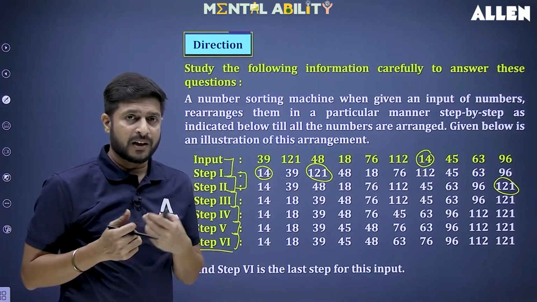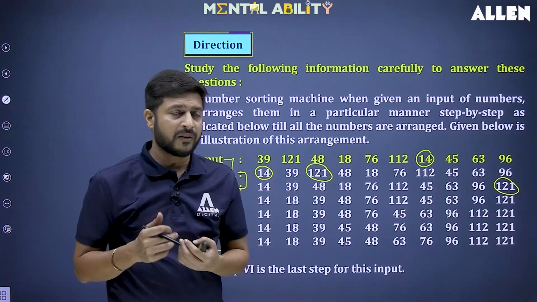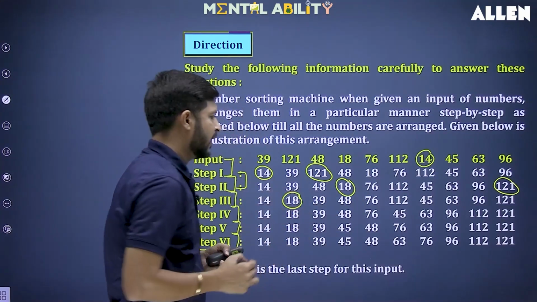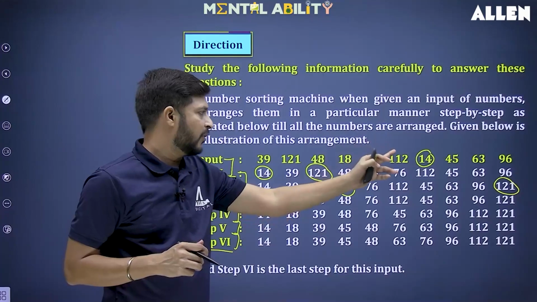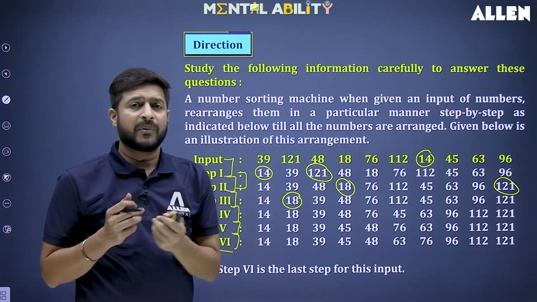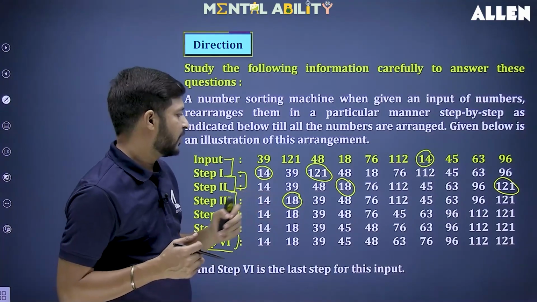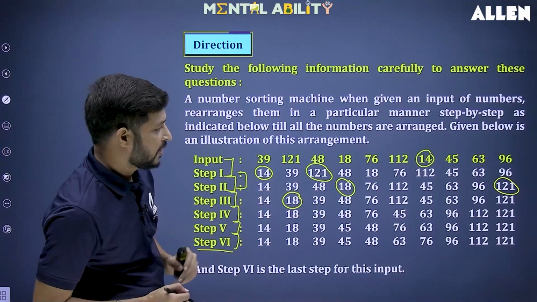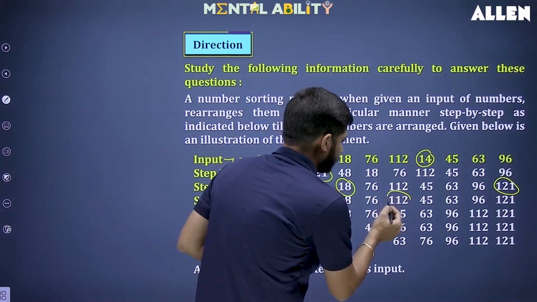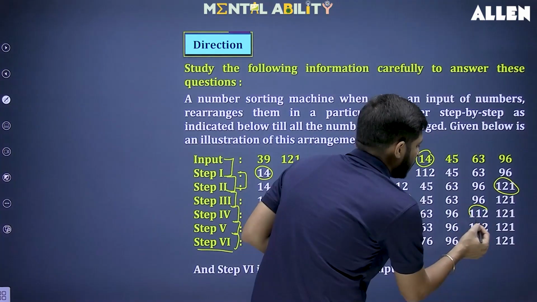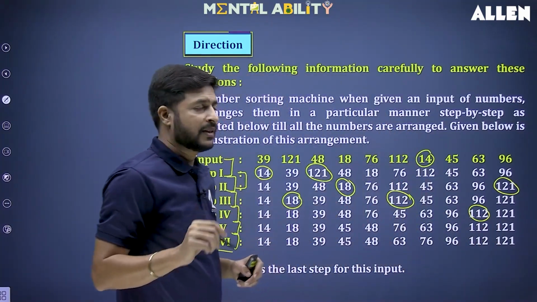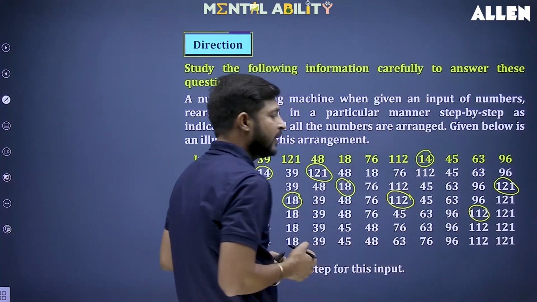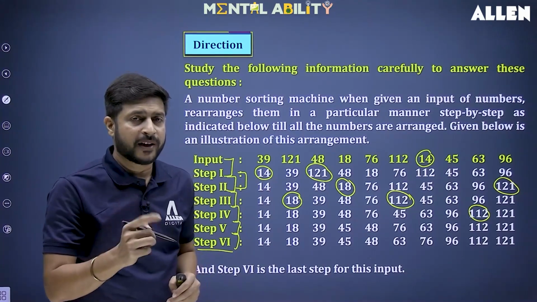So now definitely we can assume that the number which is greater than 14, which is 18 over here, has been shifted from this place to this place, right? So what exactly is happening? First of all 14, then 121, then the number which is greater than 14, which is 18, has been shifted to this place. So now what exactly has happened from step 3 to step 4? If you notice the changes over here, this 112 has been shifted from this place to this place, right? So you have to always keep this thing in mind, that this 112 has been shifted to the left of 121, right? So this is the very important thing.